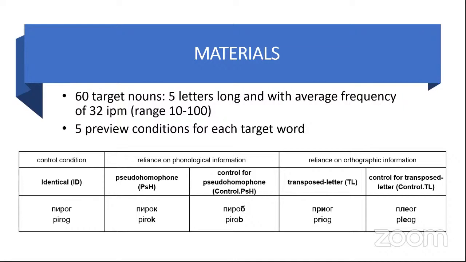Then a pseudo-homophone. Here, this word shares the pronunciation of the target word, but we changed the last letter of it. Then we have a control condition for the pseudo-homophone, which has another last letter. Then a transposed letter condition, where we have transposed internal letters of the target word, and the control condition for the transposed letter condition, where we substituted these letters.